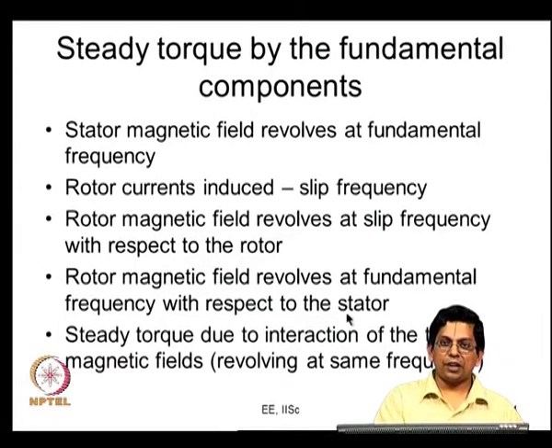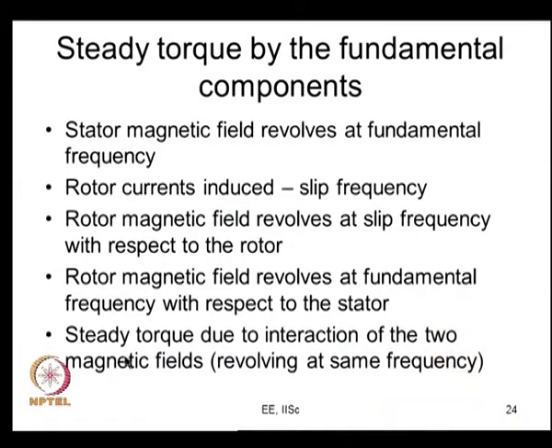So, the rotor magnetic field actually revolves at slip frequency with respect to the rotor, but the rotor itself is rotating. So, if you look at the stator as the reference, the rotor magnetic field also revolves at the fundamental frequency. Therefore, you have the rotor magnetic field rotating and also the stator magnetic field rotating at the fundamental frequency. So, you need two magnetic fields which are actually revolving at the same frequency, and that is what produces a steady torque. Why?